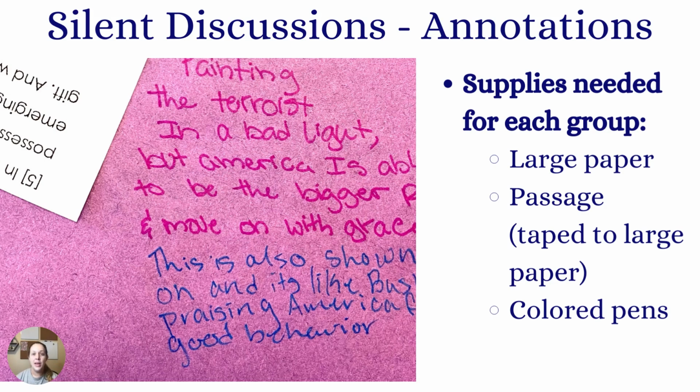Basically, what you do is you tape the passage to the center of the paper. That way, there's a margin for students to write in. That's that larger paper that they're writing on. In the picture, it's the purple paper. You also want to have colored pens because it helps if each person in the group has a different color. Also, for whatever reason, my students love any opportunity that I give them to use my Flair pens.